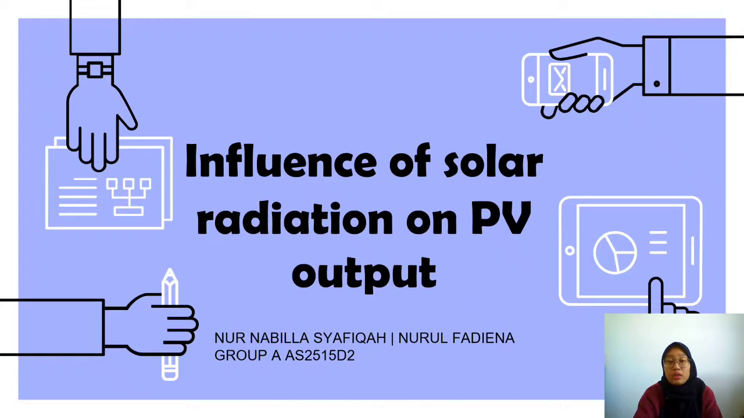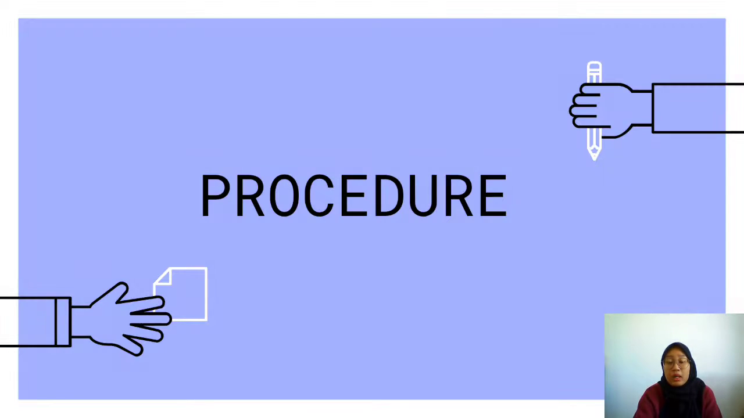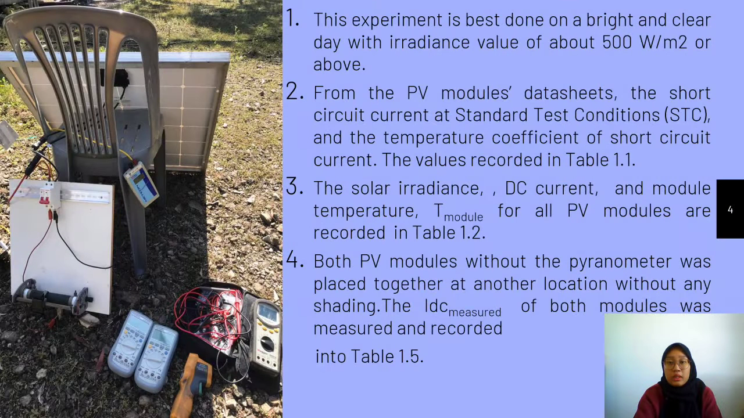AS2515D2, and we are going to present to you experiment 2, which is influence of solar radiation on PV output. The aim of this experiment is to identify the effect of solar irradiance on output of PV modules. The objective for this experiment is to measure solar irradiance using a pyranometer and to calibrate a PV module for solar irradiance measurement. The procedure for this experiment is best done on a bright and clear day with irradiance value of about 500 watt per meter square or above.